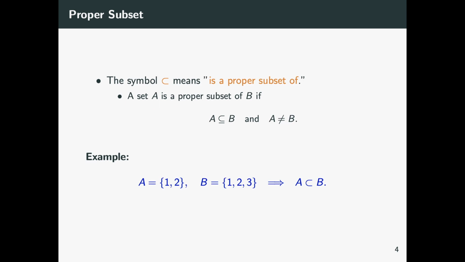Now let's introduce the notion of a proper subset, signified by the symbol C, spoken as "is a proper subset of." A set A is a proper subset of a set B if A is a subset of B and A is not equal to B, meaning A does not contain every element of B. This makes sense intuitively. If A lacks at least one element that appears in B, then A is truly contained within B. For example, if A is the set containing 1 and 2, and B is the set containing 1, 2, and 3, then A is a proper subset of B because A is missing 3, which B has.